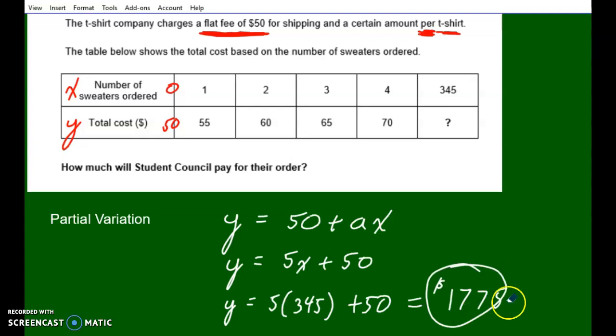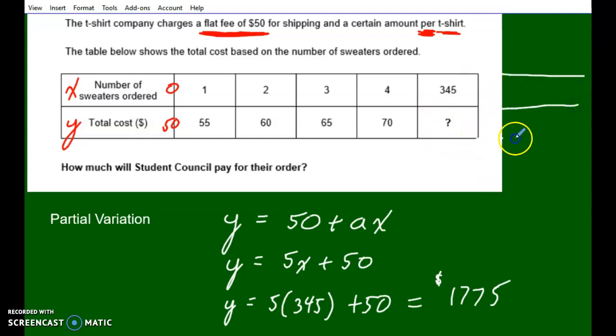So let me write that a little nicer. $1,775. Another type of question you can get: what if I give you an amount for the cost, and you have to figure out how many t-shirts were ordered? So let's say I give you an amount over here, $3,450. And how many t-shirts did I order if the total cost was $3,450?